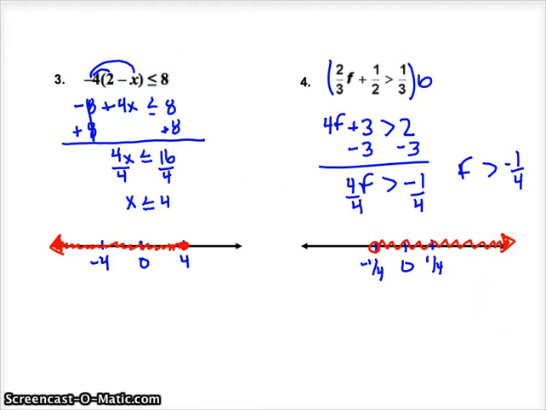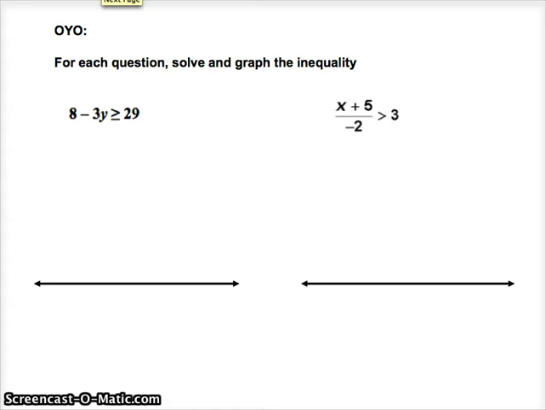There you have it. Now it's your turn. Try these two questions on your own. For each question, make sure you solve and graph the inequality. Go ahead and pause the video and then check your answers when you're finished.